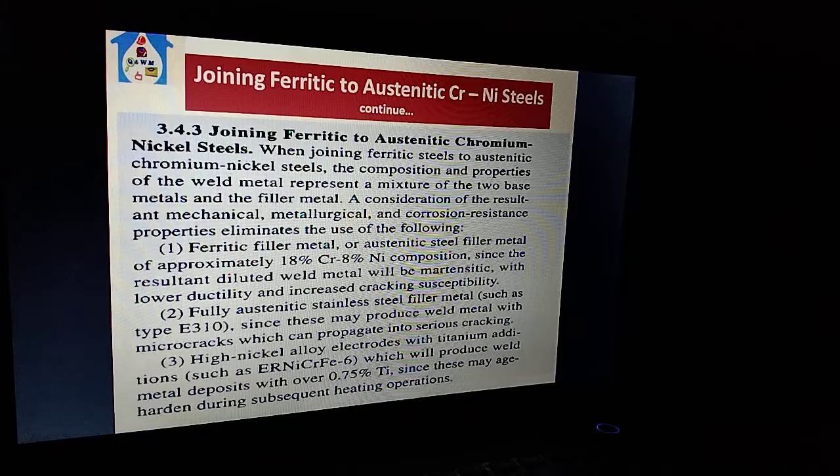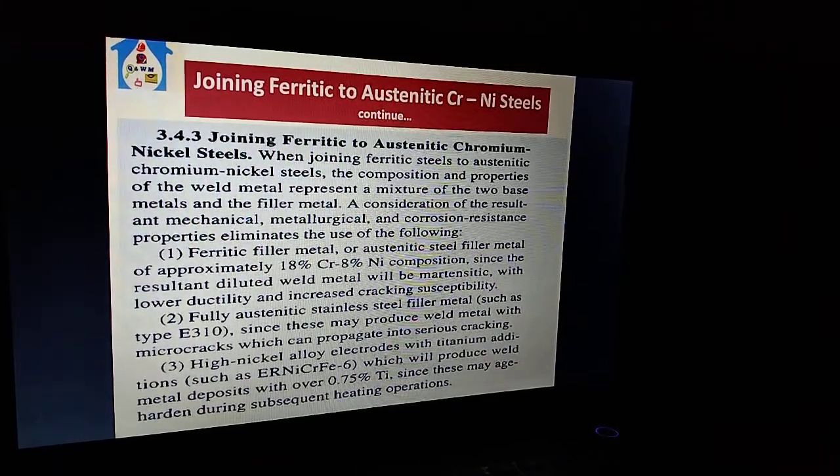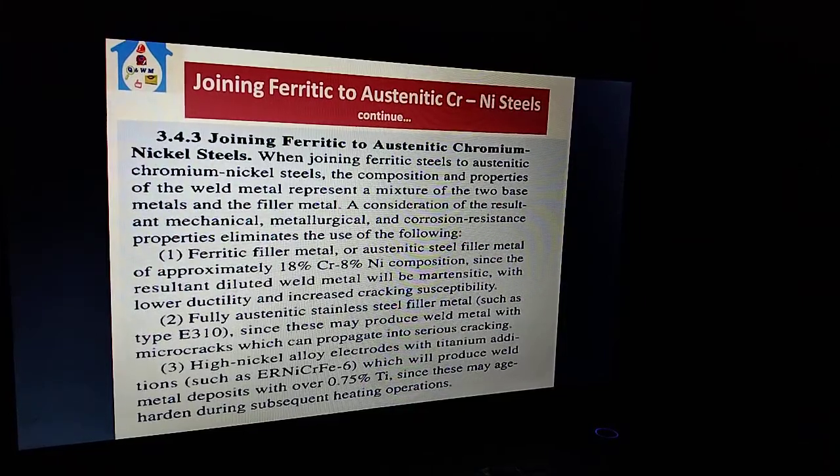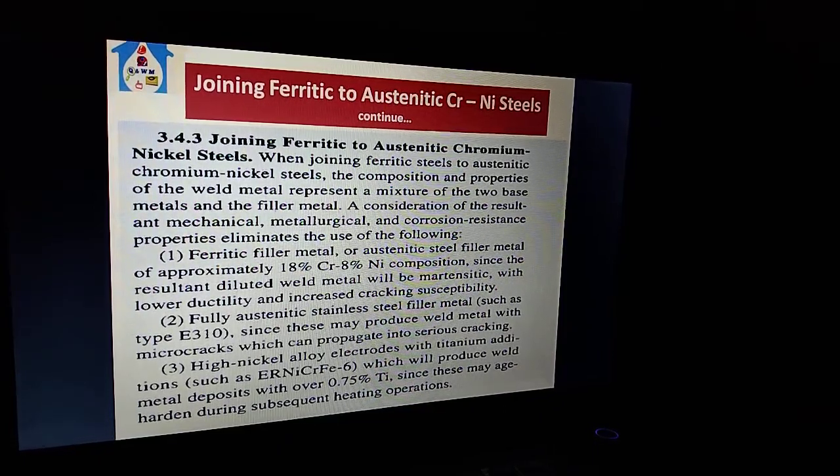Since the resultant diluted weld metal will be martensitic with lower ductility and increased cracking susceptibility. Fully austenitic stainless steel filler metal such as type E310 is also eliminated, since this may produce weld metal with micro cracks which can propagate into serious cracking.